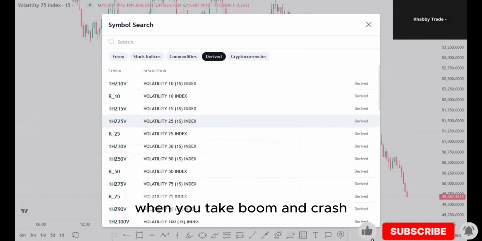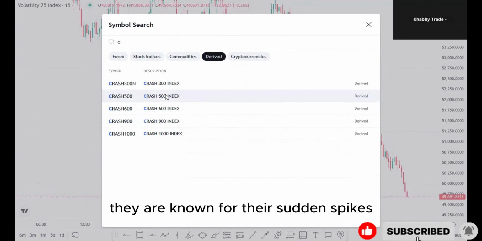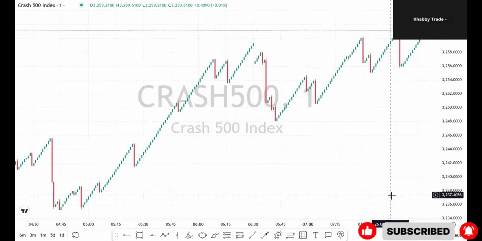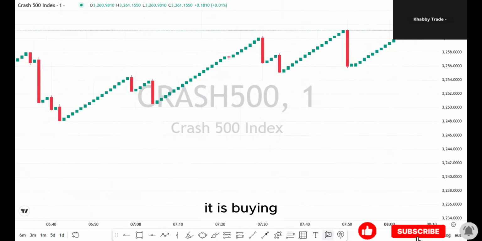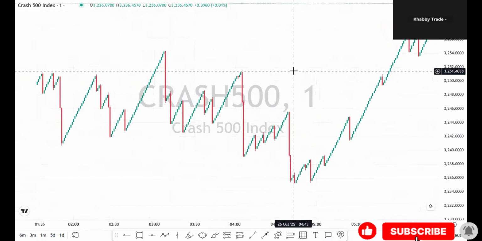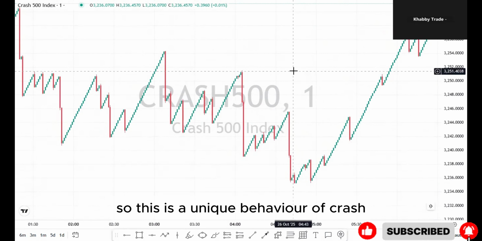When you take Boom and Crash, they are known for their sudden spikes. This is a Crash index on the 1 minute time frame. You can see that by default, it is going up all the time, it is buying, and there will be sudden spikes along the way.